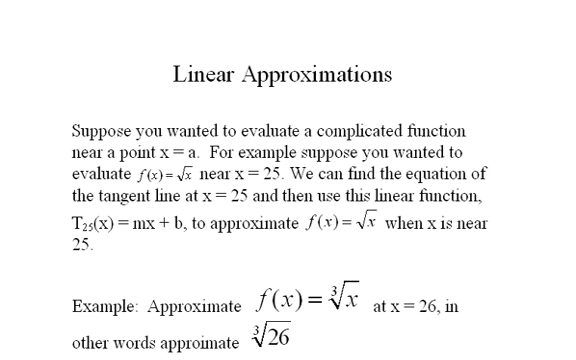Linear approximations. Suppose you wanted to evaluate a complicated function near a point x equals a. For example, suppose you wanted to evaluate the function f of x equals the square root of x near x equals 25. We can find the equation of the tangent line at x equals 25 and then use this linear function, which we'll call t sub 25 of x equals mx plus b, to approximate f of x equals the square root of x when x is near 25.